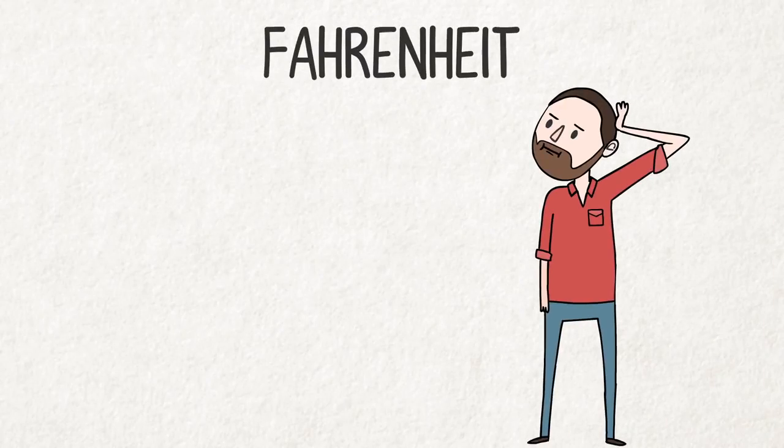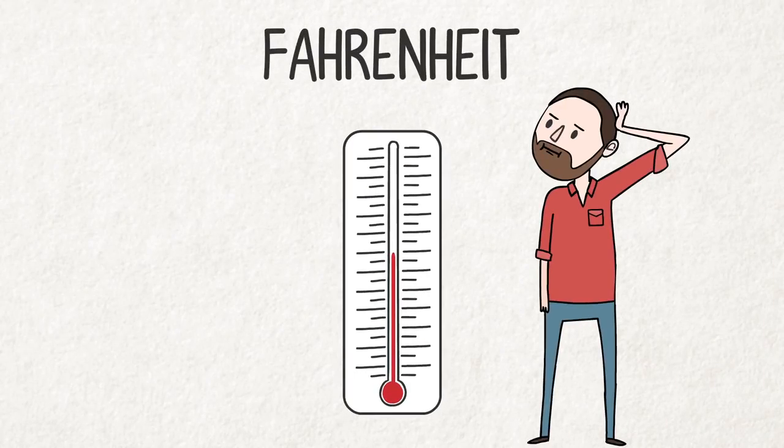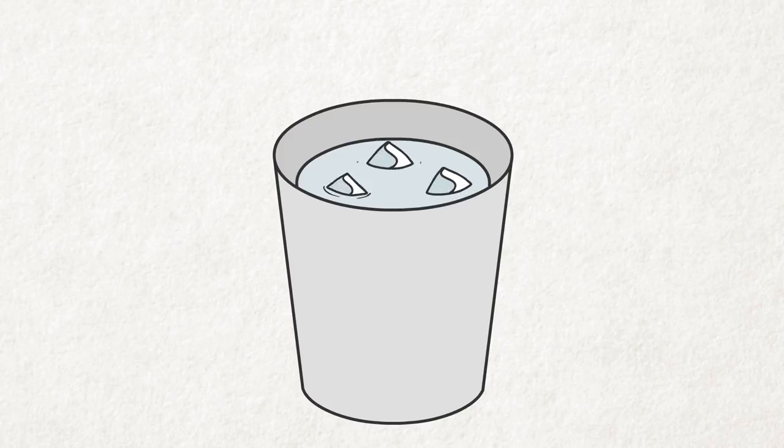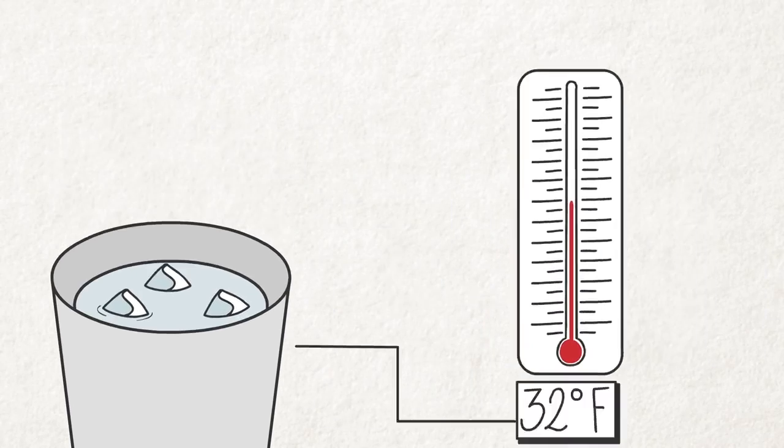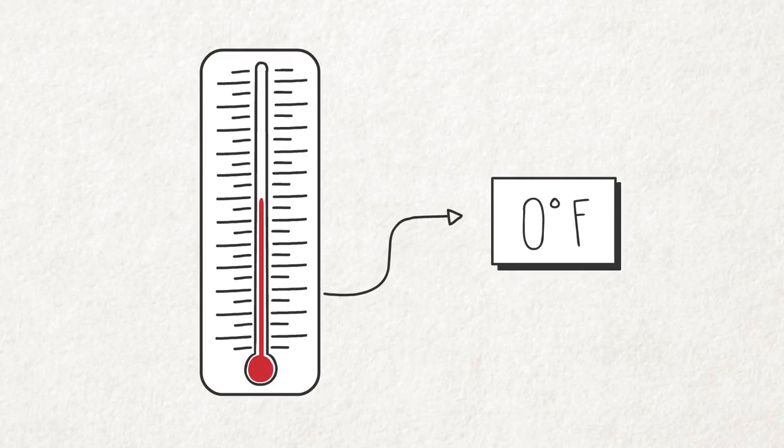As an Australian Canadian, the Fahrenheit temperature scale has always seemed a bit arbitrary to me. I mean, why does water freeze at 32 degrees? Why that integer? And what exactly does 0 represent?